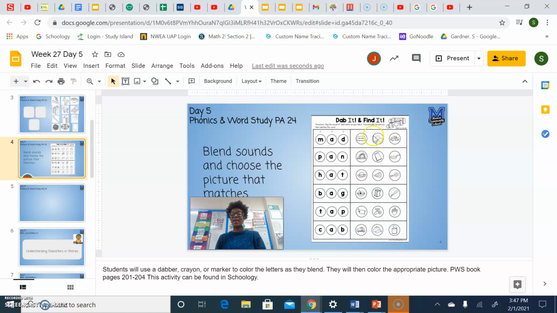Now you're going to take a crayon and you're going to color in the picture of the person being mad. You're going to do this same activity with the rest of the words and pictures on this page.